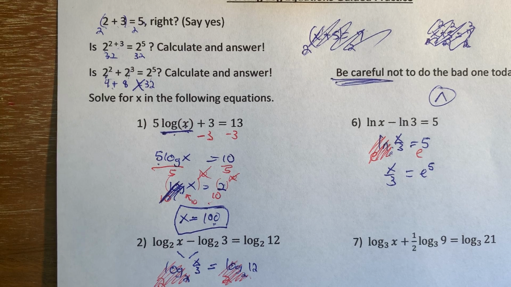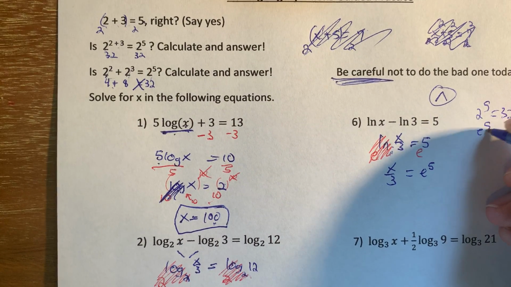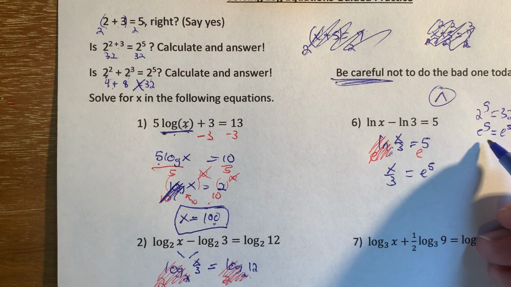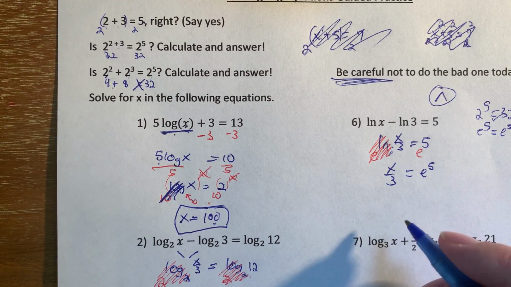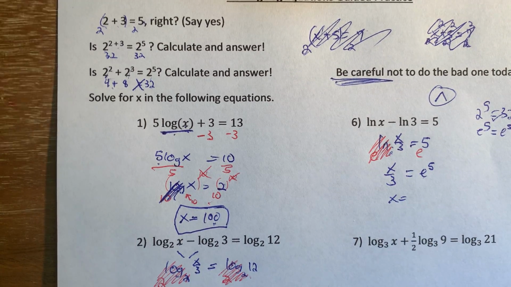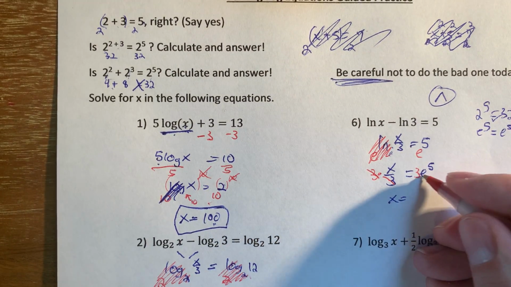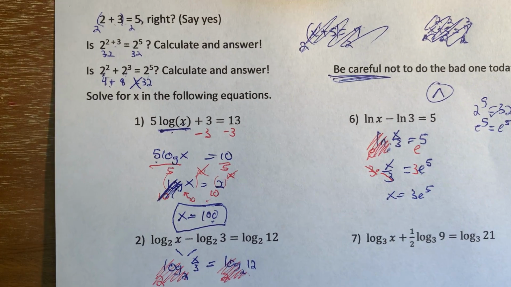We leave it as e to the 5th because if it was 2 to the 5th, we would write 32. But e to the 5th is some weird irrational number, and so we just write it as e to the 5th because this is the simplified version. So it's e to the 5th. Lastly, x is getting divided by 3, so we multiply by 3 on both sides. And again, this can't be simplified, so we leave it as 3e to the 5th power.